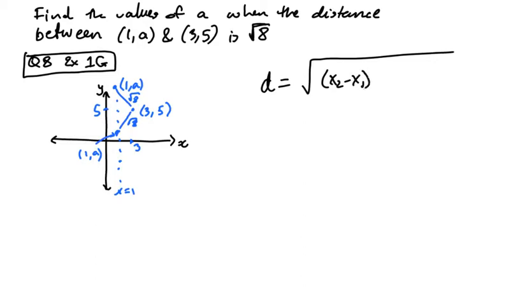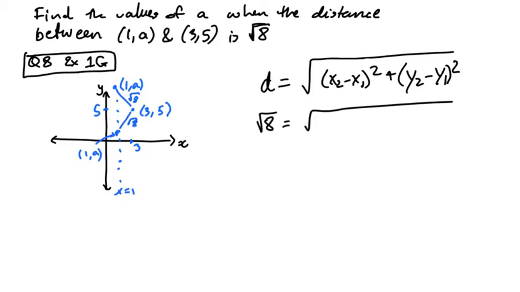x2 minus x1 squared plus y2 take y1 squared. Alright, so if we continue here, let's replace what we know. D is root 8. That equals the difference between the x coordinates, 3 minus 1 squared, plus 5 minus a all squared. Given that the square roots are equal, the bits underneath the square root will be equal. So I can have 8 equals, and let's simplify that.